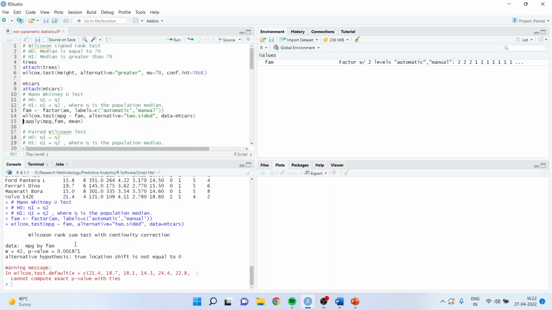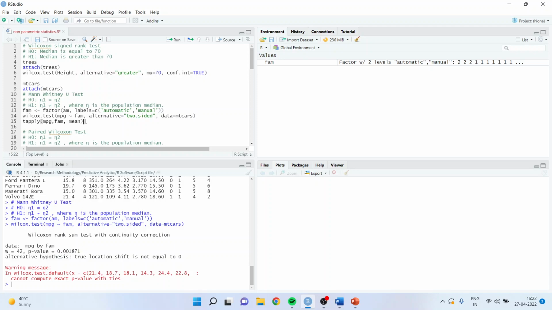And what is the answer which I get? The p-value is less than 0.05, and therefore we reject the null hypothesis that there is no significant difference in the mileage of the vehicle according to the automatic or manual transmission. As the p-value is very much less than 0.05, we reject the null. It means that the difference is large.